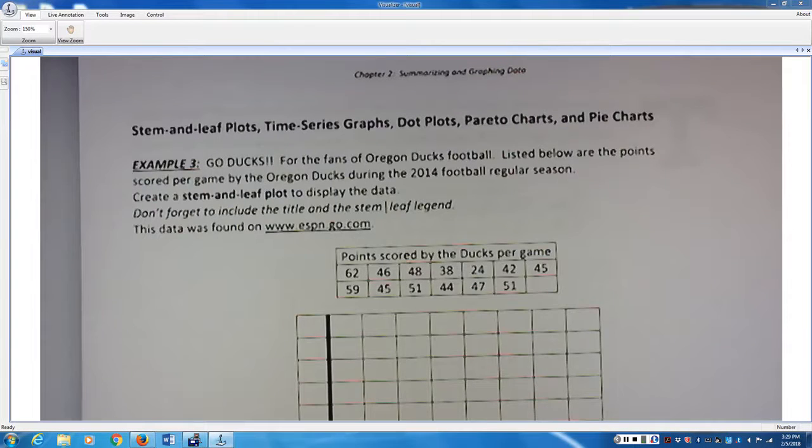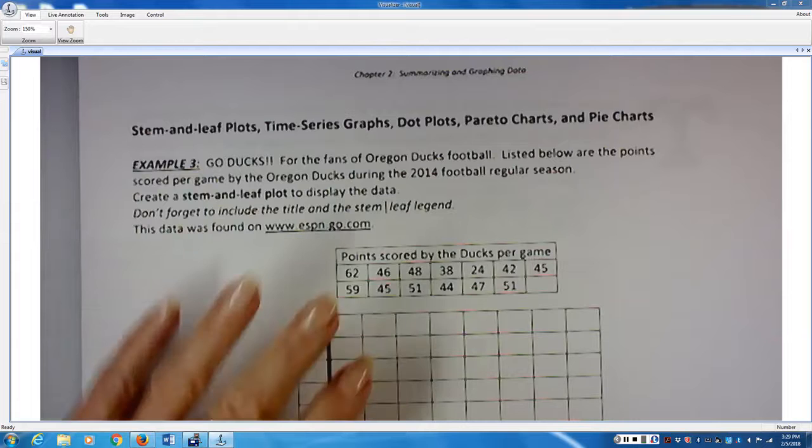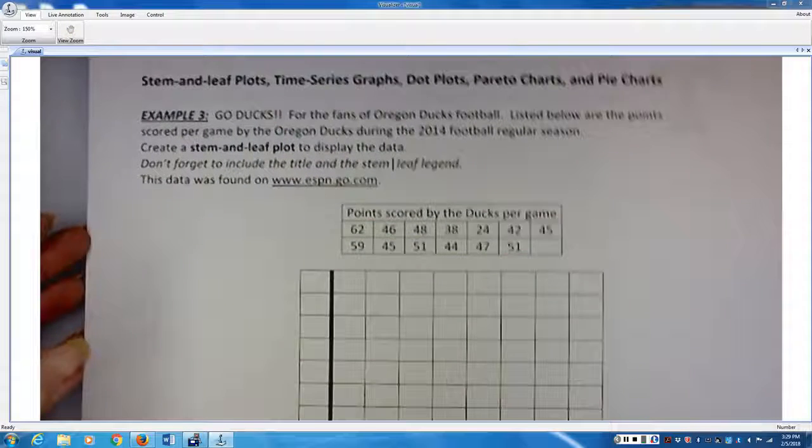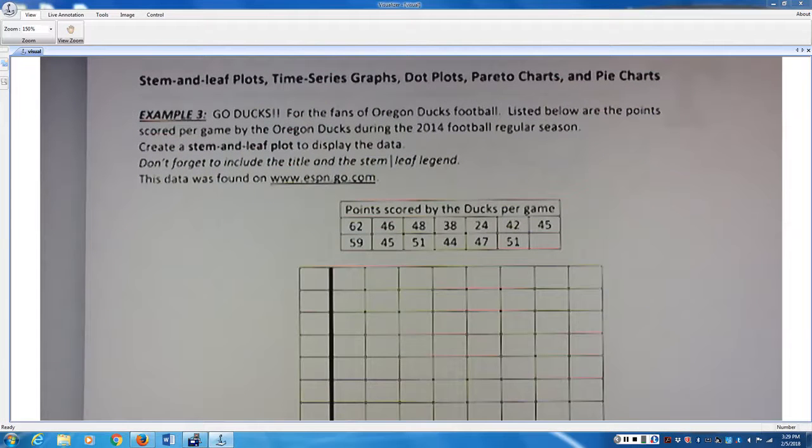There are some other charts. The histogram we spent a lot of time doing. You saw that it took a whole class period just to do a couple of those. But we're going to make some others that are easy to make by hand. The ones that we're going to make by hand today are stem and leaf plots, time series graphs, dot plots, Pareto charts, and pie charts.